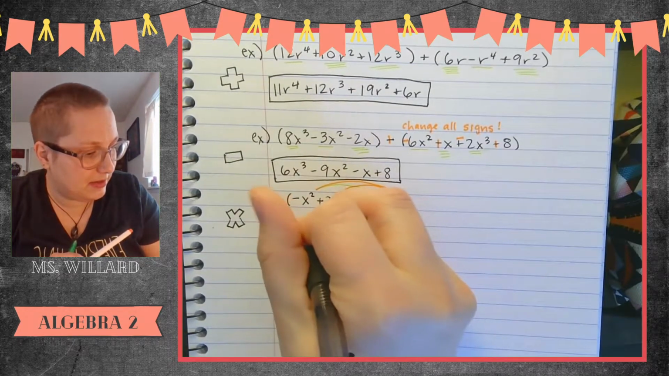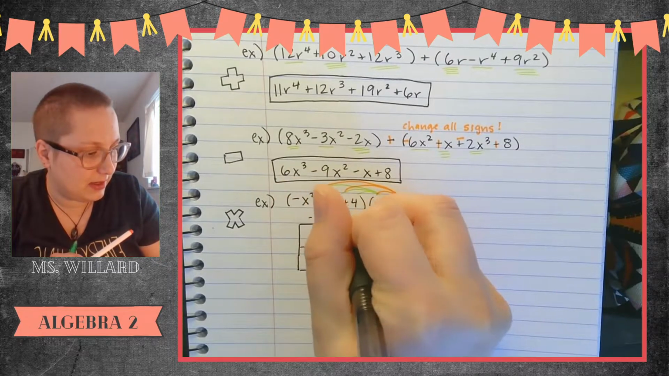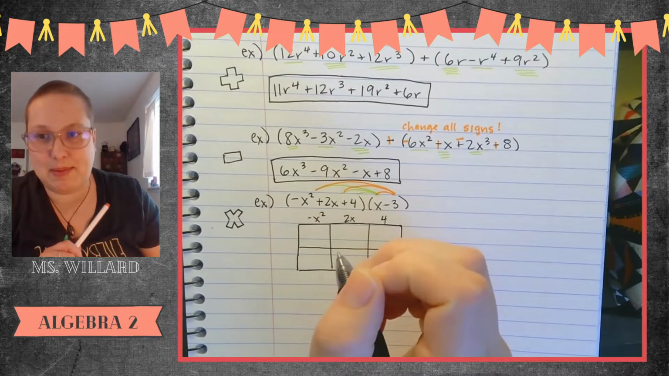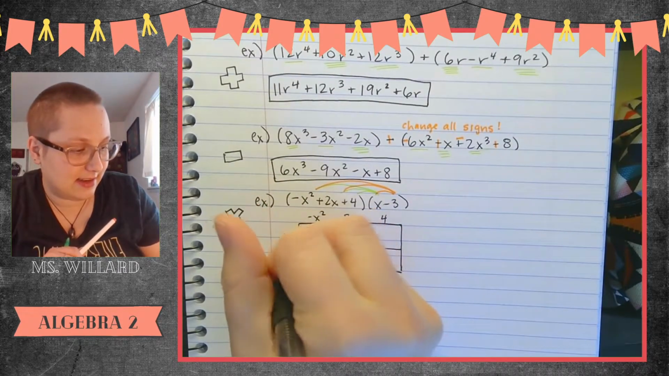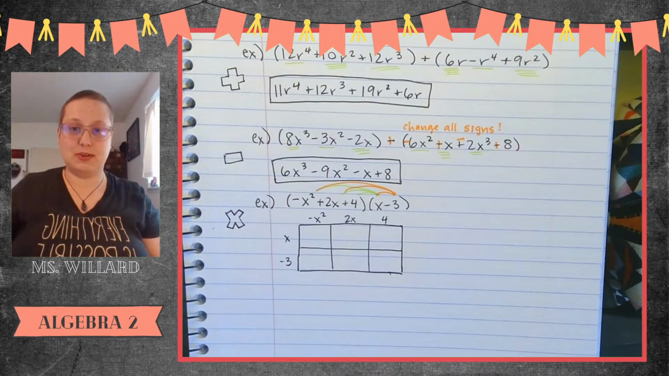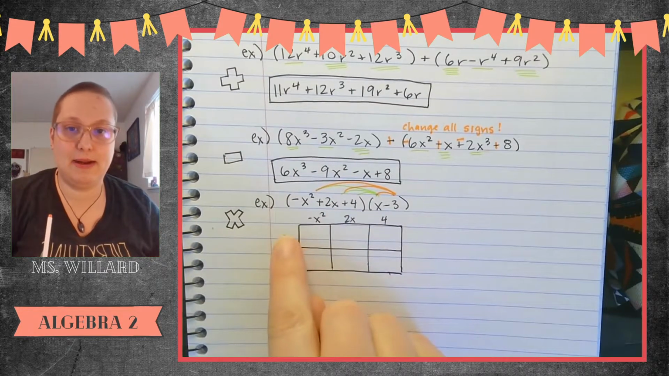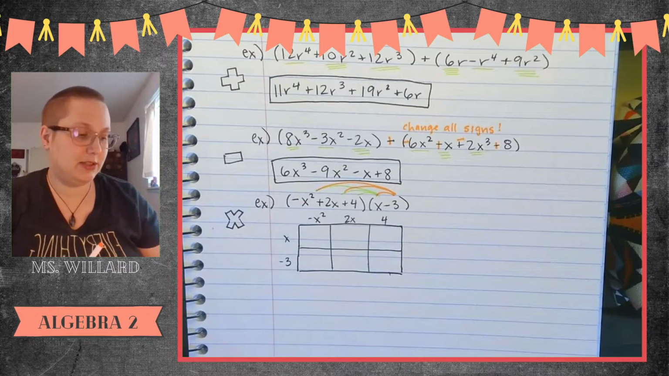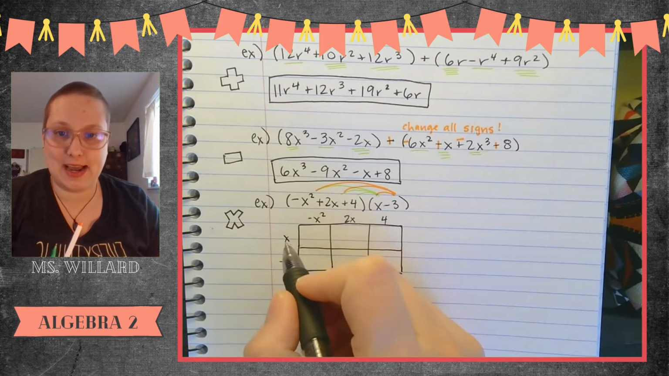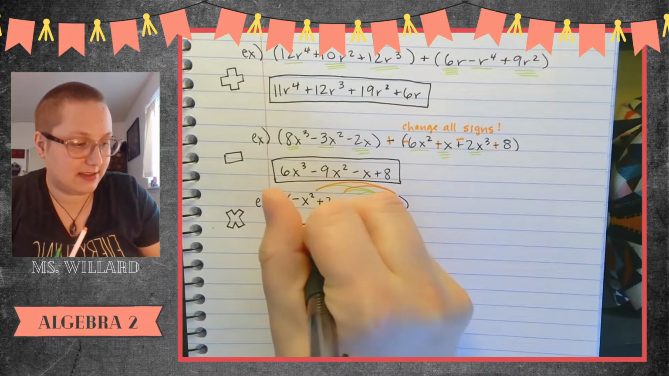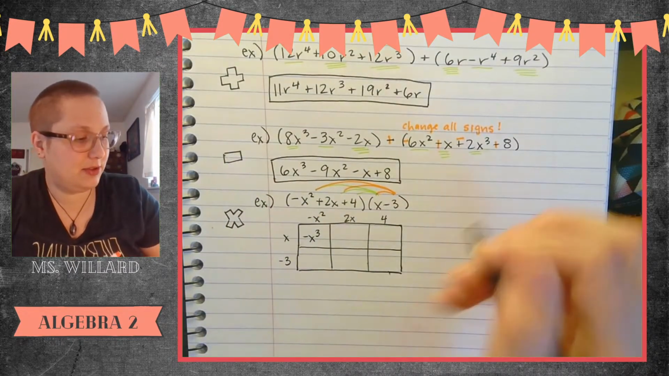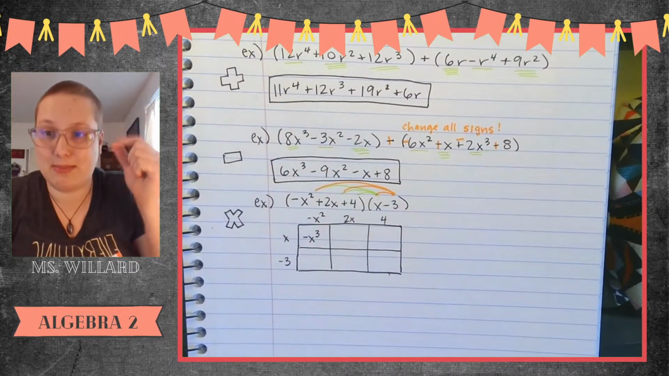So on top, I'm going to do negative x squared, the 2x, and the 4. I only keep the negative if it's negative. I don't keep the plus. And then this is x and negative 3. What this will do is I'm going to multiply together each side to make each box. So I'm going to do negative x squared times x, which is going to be a negative x cubed. Whenever you multiply together two variables, you add the powers up.